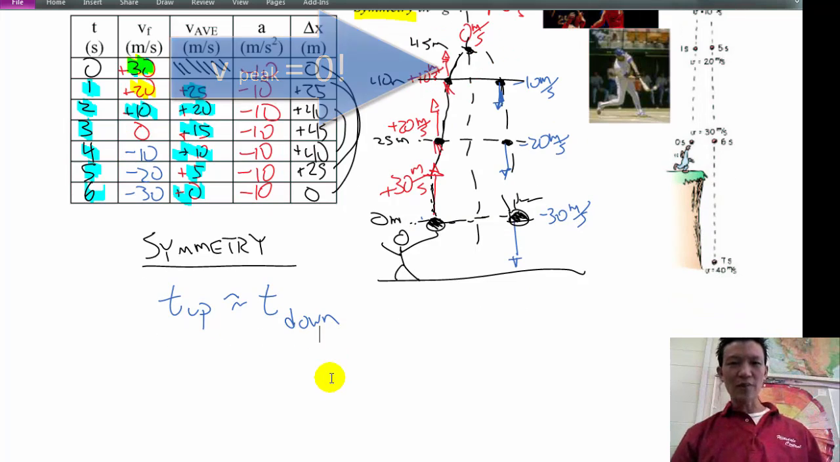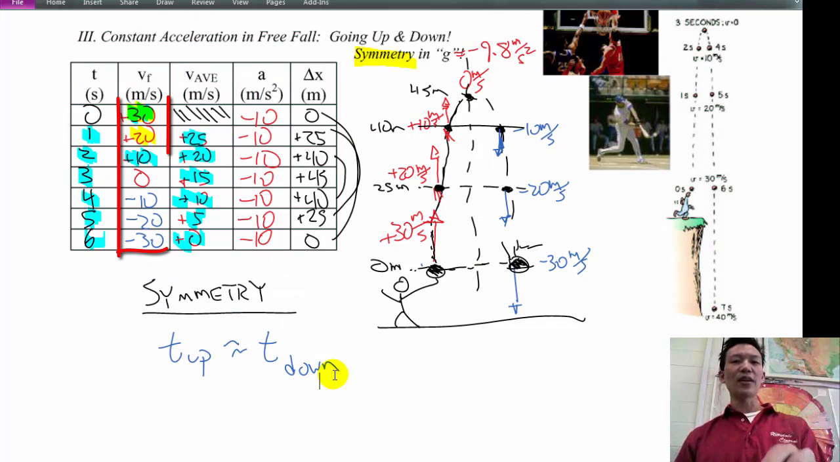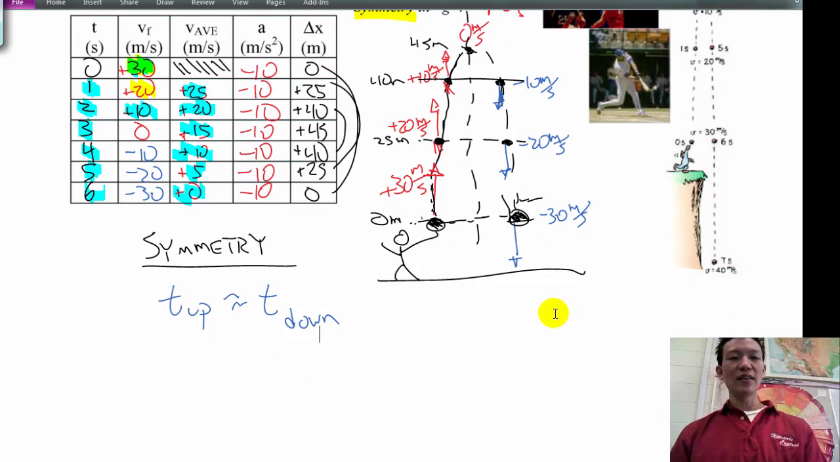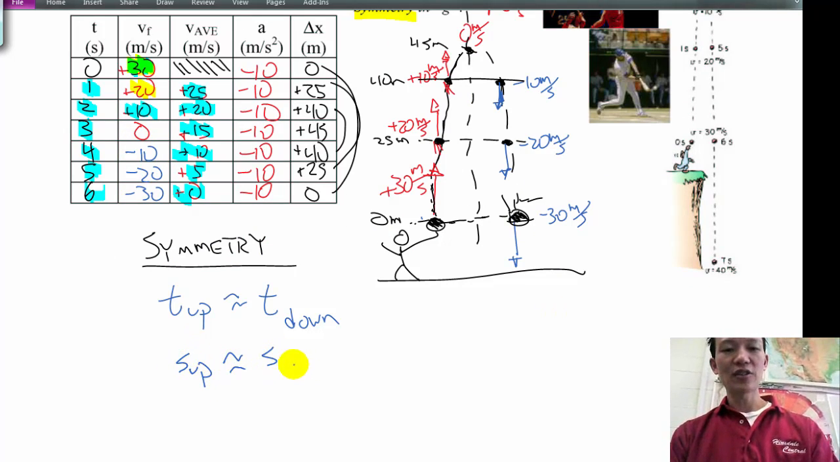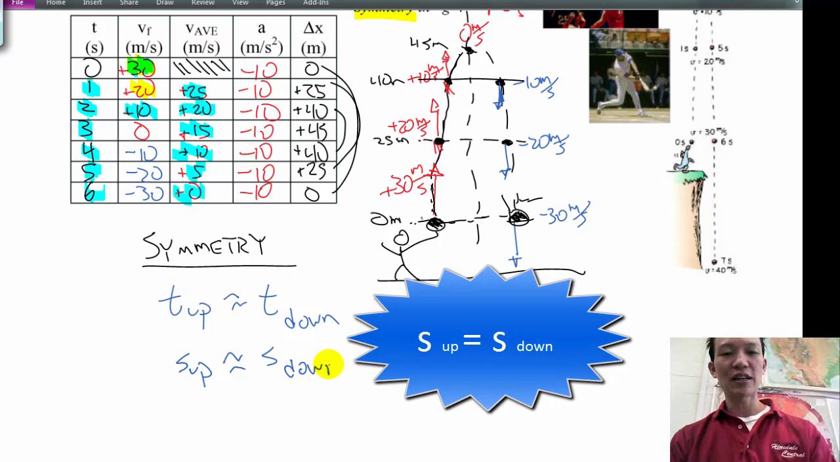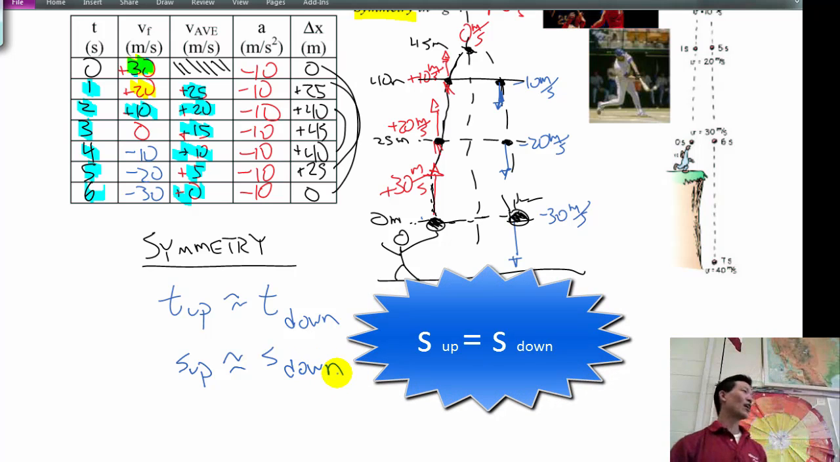What do you notice about the speeds on the way up? 30, 20, 10, 0, negative 10, negative 20, negative 30. The speeds on the way up are also what? Symmetrical to the speeds on the way down. Notice I'm saying speed, not velocity, because on the way up, it's a positive velocity. On the way down, it's a negative velocity. But the speeds are symmetrical. So that's just kind of a nice intuitive fact to know.